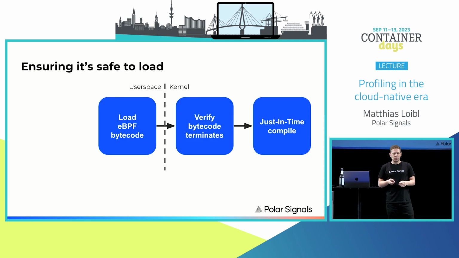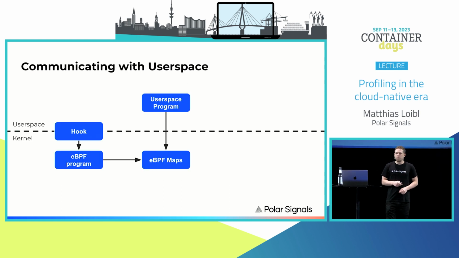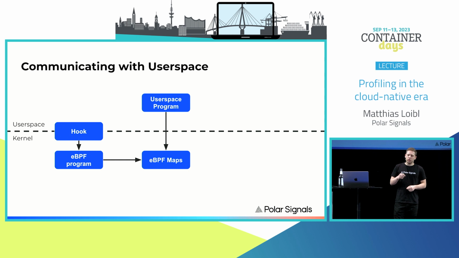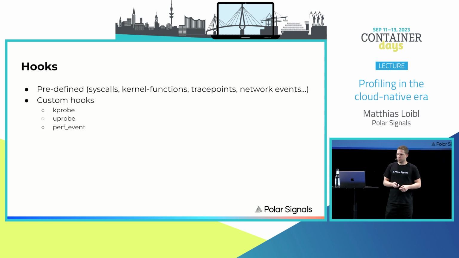Again, we need to load the eBPF bytecode that we have generated and verified, and then what we can do is just in time compile this into the kernel. And the way it works is that we have the user space, so that's our Go program or any other language, and then we have the kernel at the bottom. And what we do is we hook into the kernel, we say we want to run this eBPF program. We want to enable it for certain syscalls. And then we are able from user space to read these eBPF maps and read some data asynchronously from what the kernel is doing. So that's really the gist of it.